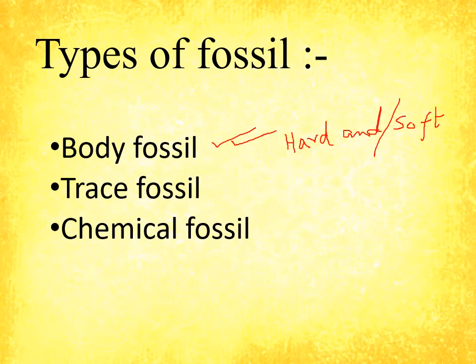So a body fossil consists of the entire body or part of the body, or only the hard part of the organisms, or the hard and soft parts of the organisms. Any part of the body or the entire body of ancient organisms, if preserved naturally, we call a body fossil. Mind it, whenever you have to define a body fossil, you have to mention that it is preserved naturally. That is the first and foremost criterion to call it a fossil.